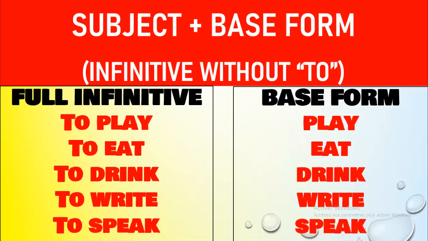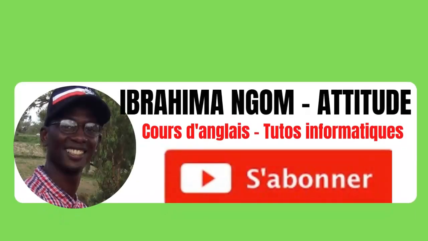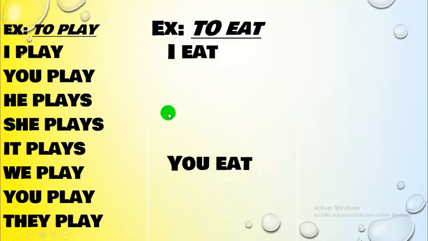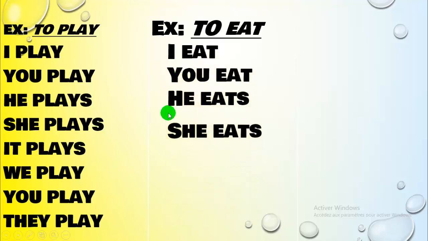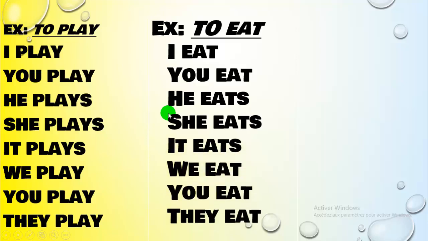Donc, pour former le présent simple en anglais, on a seulement besoin de la base verbale du verbe, c'est-à-dire l'infinitif sans to. To play: I play, you play, he plays, she plays, it plays, we play, you play, they play. Vous avez ici le verbe sans to. And next, to eat: I eat, you eat, he eats, she eats, it eats, we eat, you eat, they eat.